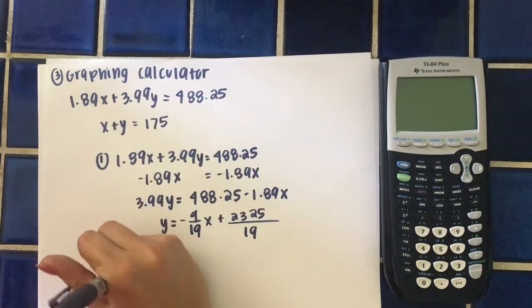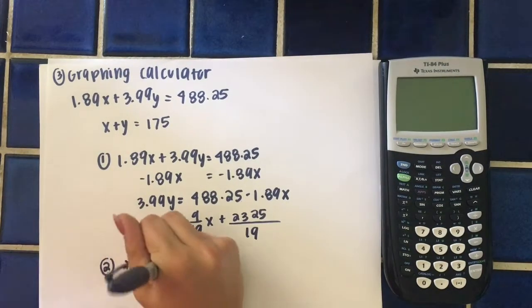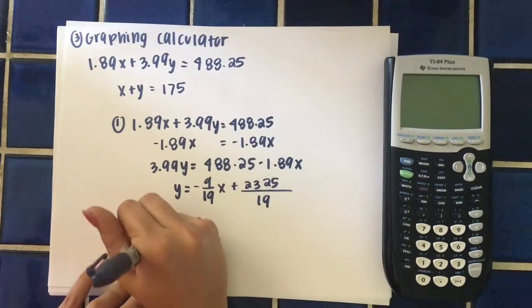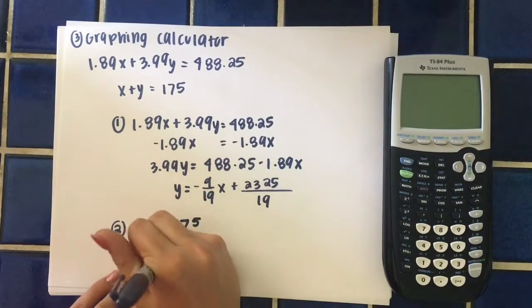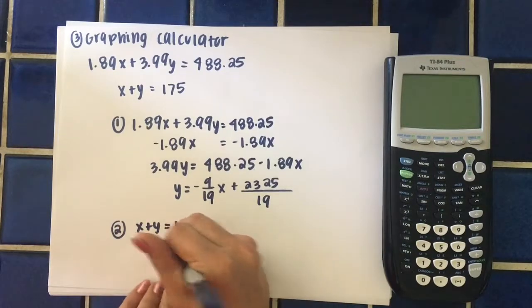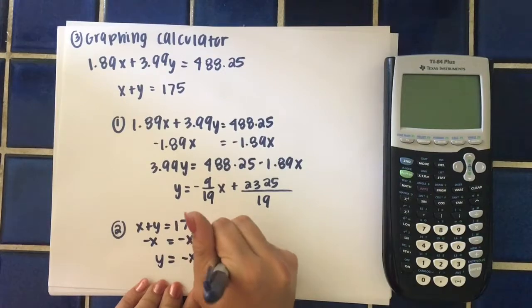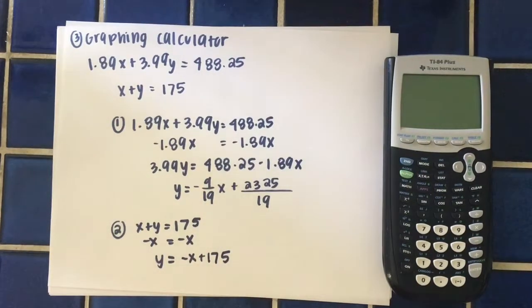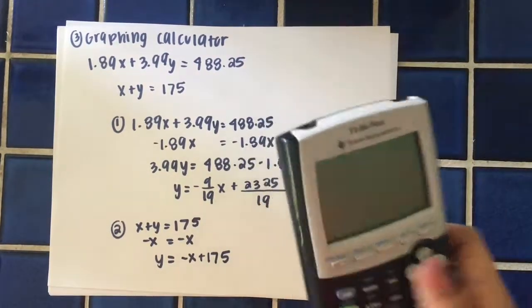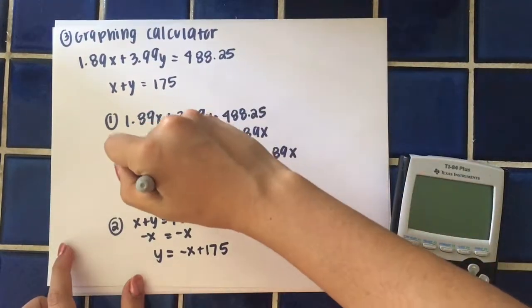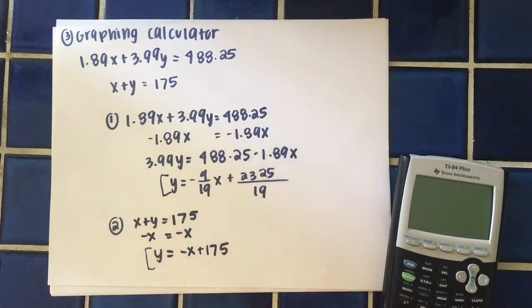And so then let's solve the second one for y. This one's going to be easier, so it's just x plus y equals 175. And so now just subtract x from both sides. So you get that y equals -x plus 175. Okay, perfect. So now let's move on to the calculator. I'm going to try to move this a little closer to you. So we have our two equations here. This is our second equation.